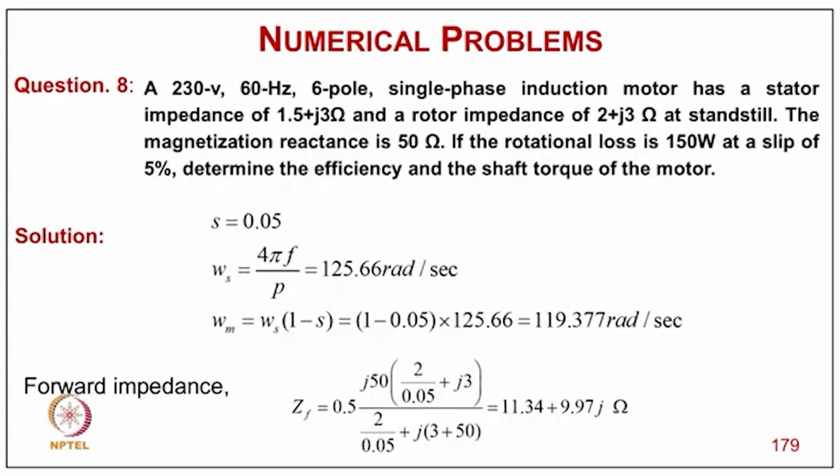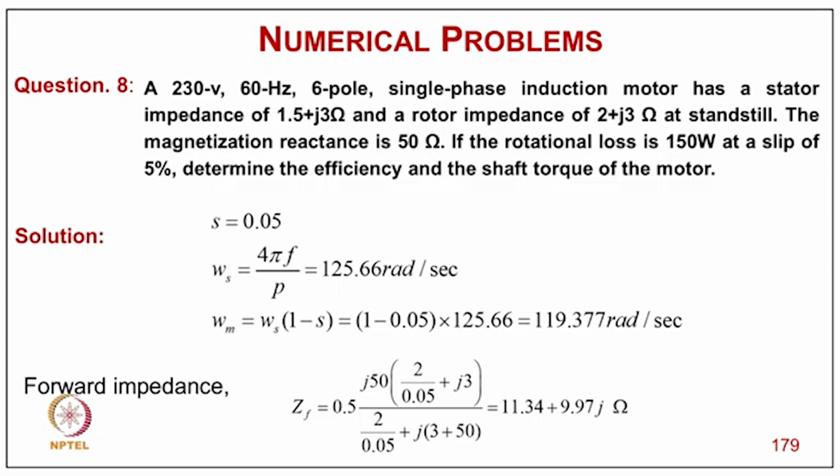Question 8: a 230 volt 60 Hz 6-pole single phase induction motor has the stator impedance 1.5 plus j3 ohm and its rotor impedance 2.3 ohm at standing still. The magnetizing reactance is 50 ohm, the rotational loss is 150 watt, and the slip is 5%. Determine the efficiency and shaft torque of the motor.